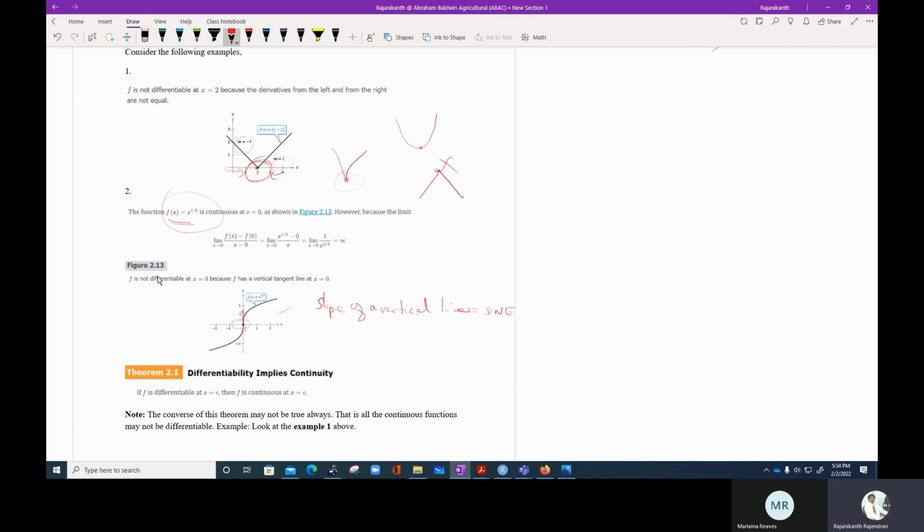That's what it says: f is not differentiable at x = 0 because f has a vertical tangent. So there's no limit. These are the two scenarios you have to keep in mind when you find the derivative. Always you should get some limit answer, right? Otherwise it is not defined.